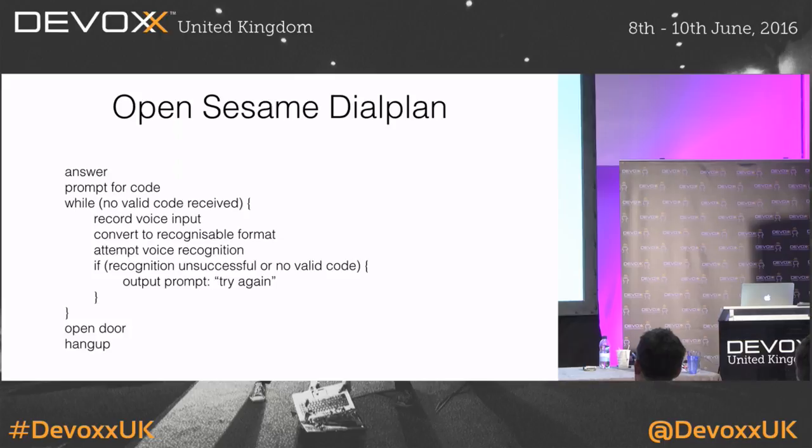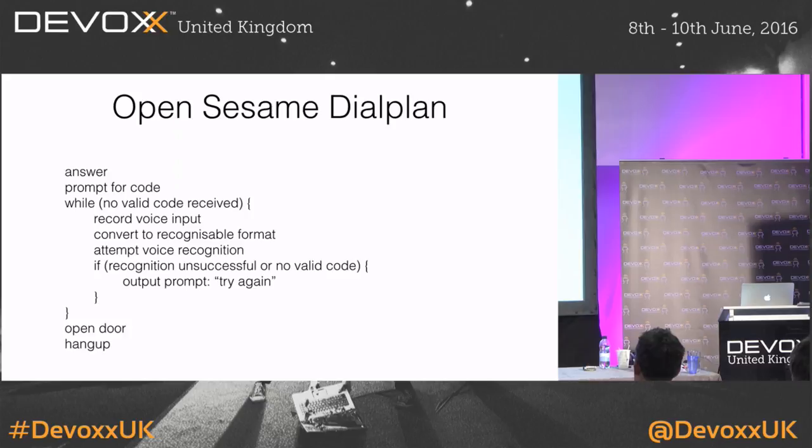Then I attempt voice recognition. I'm going to send it out to a voice recognition service. And if the recognition is unsuccessful, or it comes back recognized but the code isn't right, then I output a prompt to try again. I made it a bit more complicated because I wanted to give different voice messages for these two different conditions, but it probably wasn't really necessary.